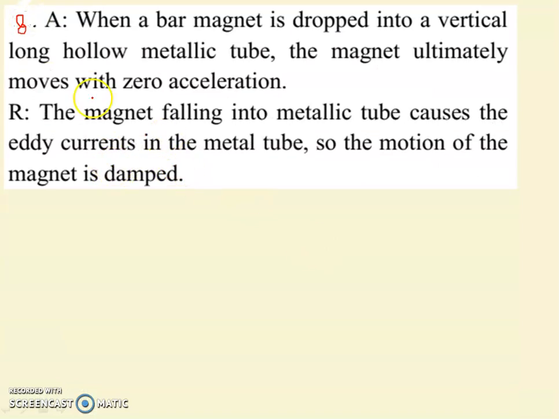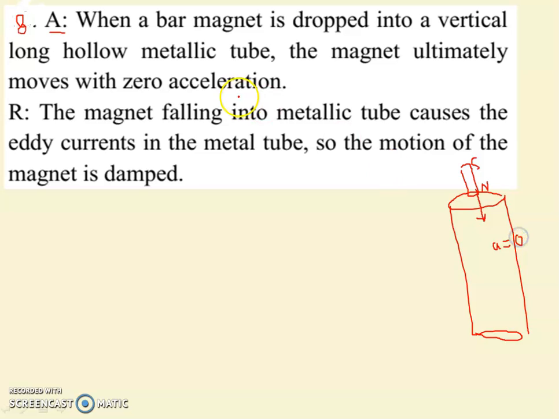Now question number 8. Assertion: When a bar magnet is dropped in a vertical long hollow metallic tube, the magnet ultimately moves with zero acceleration. This is the metallic tube, and a magnet is falling through it. Let this be the north pole and this the south pole. It is dropped in a vertical long hollow metallic tube, right? So its acceleration becomes 0.